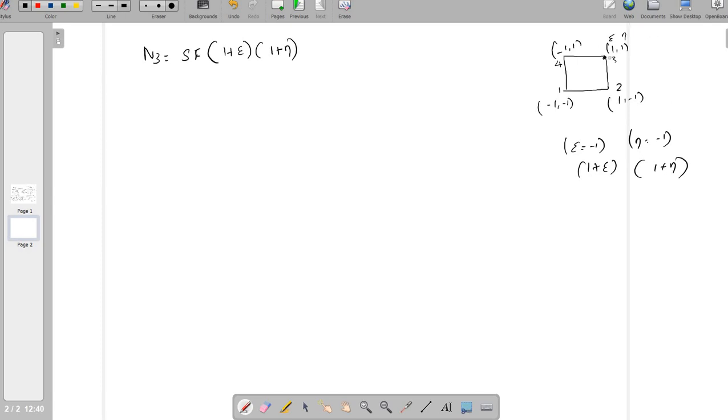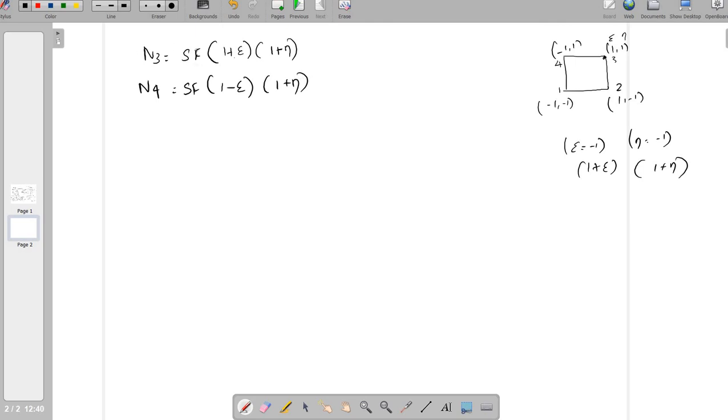Instead, we can directly use the coordinate to write this equation. If it is minus 1, you write 1 minus epsilon, 1 minus eta. If the coordinate is plus 1, you directly write 1 plus epsilon and 1 plus eta. Similarly, I can write for n4, the scale factor into the coordinate: here it is minus 1, here it is plus 1. So 1 minus epsilon, 1 plus eta. So it is one shortcut. Directly we can write the shape function.